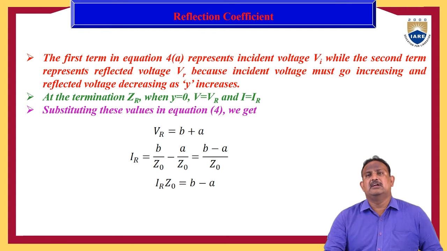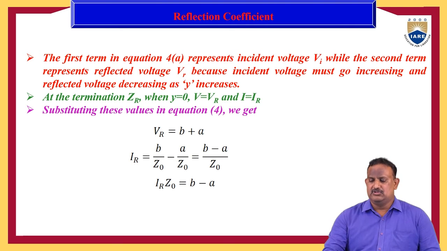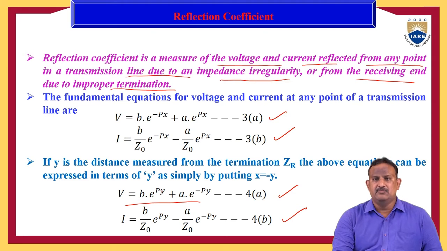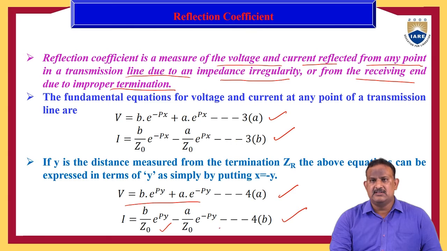The first term in the voltage equation represents the incident voltage Vi, while the second term represents the reflected voltage Vr, because the incident voltage increases and the reflected voltage decreases as Y increases. So B e power Py is the incident wave and the second one is the reflected wave. Similarly, in the current equation also, the first one is the incident wave and the second one is the reflected wave.